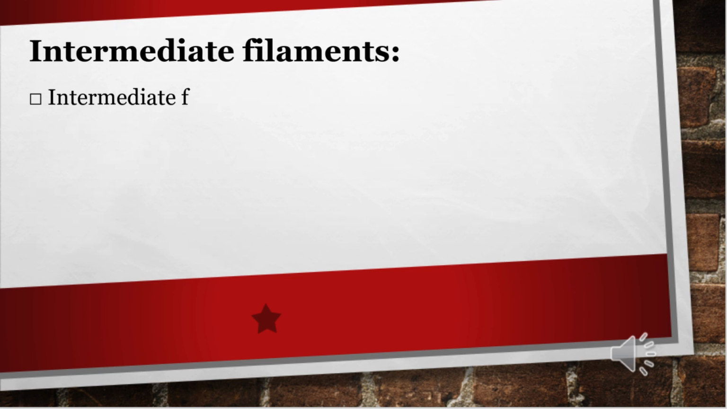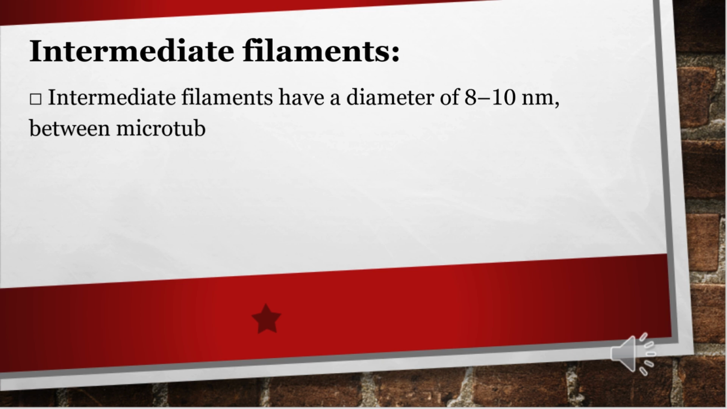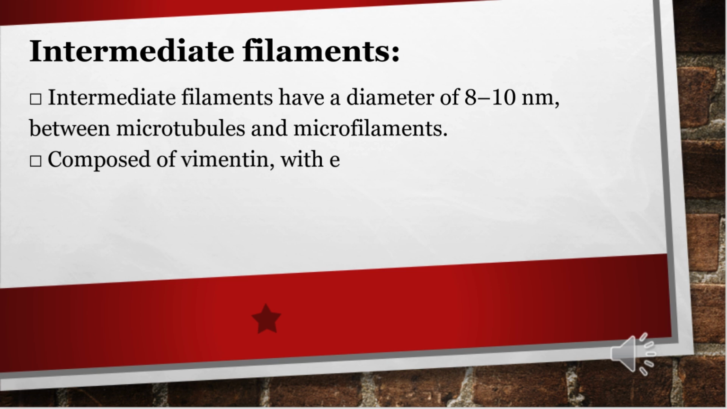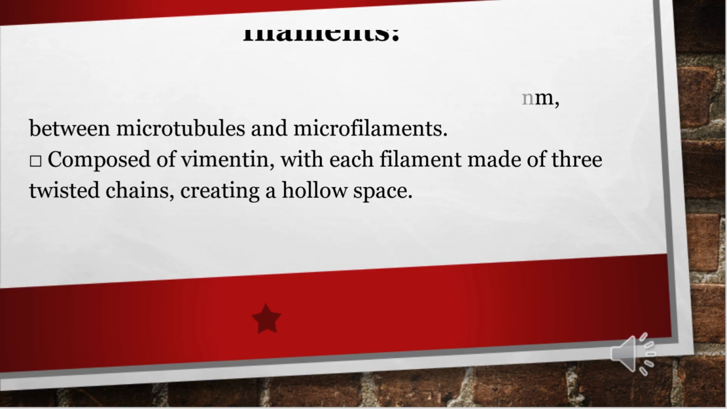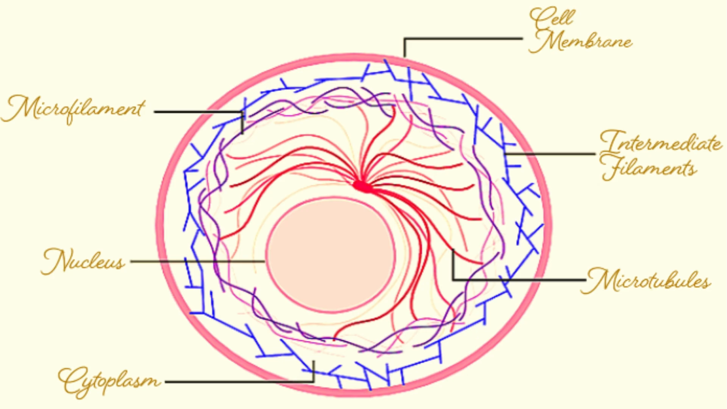Intermediate filaments are cytoskeletal components with a diameter of 8 to 10 nanometers, making them intermediate in size between microtubules and microfilaments. Their basic protein subunit is vimentin, and each filament consists of 3 twisted chains, forming a hollow space. These filaments create a supportive network in the cytoplasm, providing mechanical stability and maintaining the cell's shape.